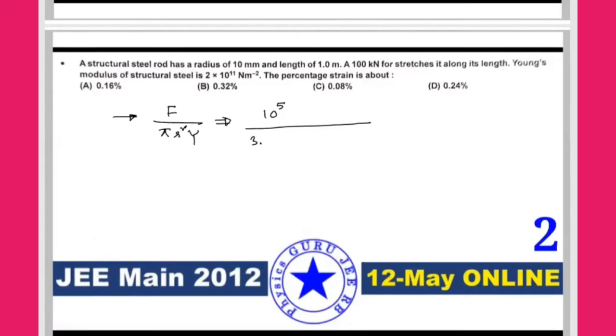Pi can be written as 3.14, into r squared. Already r is how much? Here r is 10 millimeters. I can write 10 into 10 to the power of minus 3, whole square, into Y. Y is given, 2 into 10 to the power of 11. Hope this is clear till this point. Now simplification. After simplification, we get 1 by 628 as the strain.